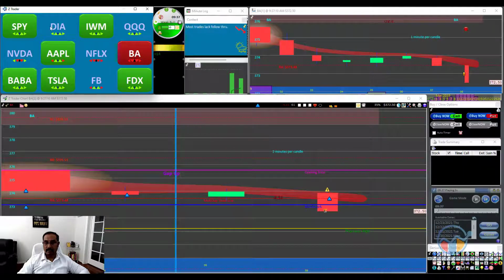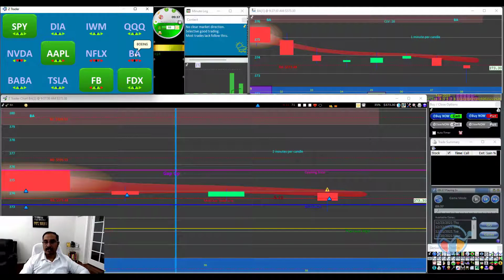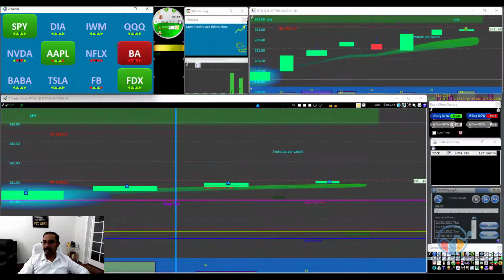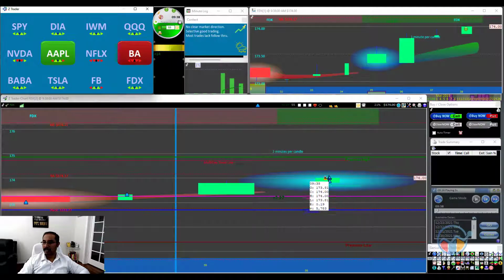but BA, see, the BA is going against the market. Maybe some news came in, or something is happening with the BA at that day, which is irrelevant for us. We are pure technical traders. Just we will go with our rules. FedEx looks interesting. SPY looks interesting too, but let me go with FedEx.